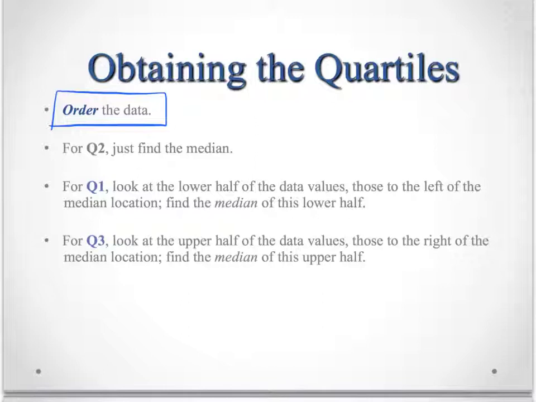Quartile 1, you look at all the data that's to the left of the median. Do not include the median in this. It's all the data that's all the way to the left of the median. And for that lower half, you find the median of that lower half, and that's quartile 1. To find quartile 3, you take the half of the data that is to the right of the median. Do not include the median. And you'll find the median of that upper half, and that's quartile 3.